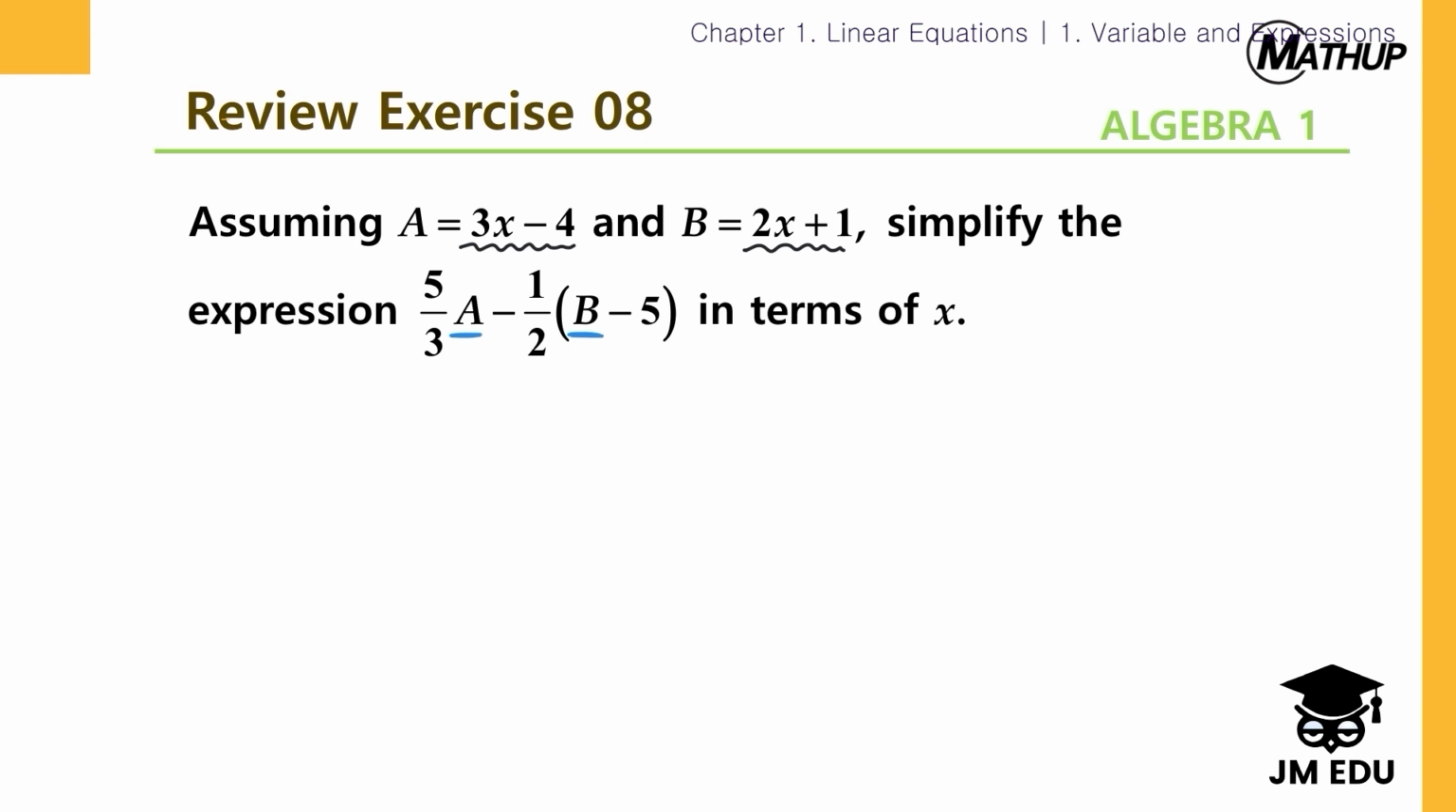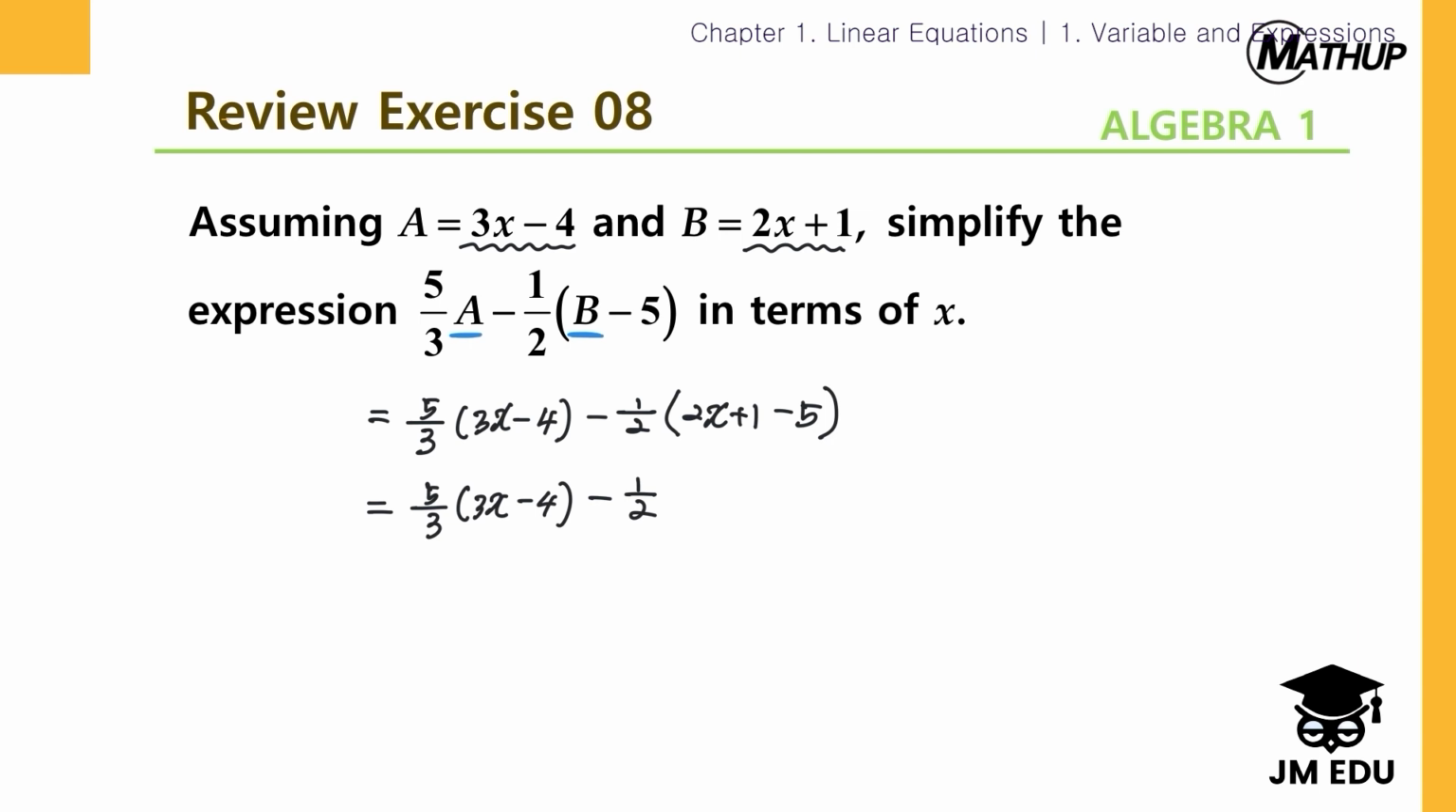So let's simplify this. 5 over 3 times A, which is 3x minus 4, minus 1 over 2 times B, which is 2x plus 1, and we have a minus 5. So that's going to be 5 over 3 times 3x minus 4, minus 1 over 2 times 2x, but these two constants can be simplified, right? Plus 1 minus 5, that's minus 4.